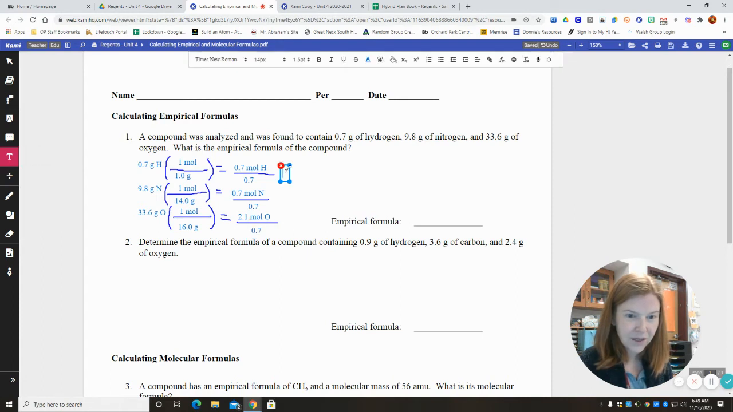So 0.7 moles hydrogen divided by 0.7 gives me 1 mole hydrogen. 0.7 moles nitrogen divided by 0.7 gives me 1 mole nitrogen. 2.1 moles oxygen divided by 0.7 gives me 3 moles oxygen. So my empirical formula is HNO3.